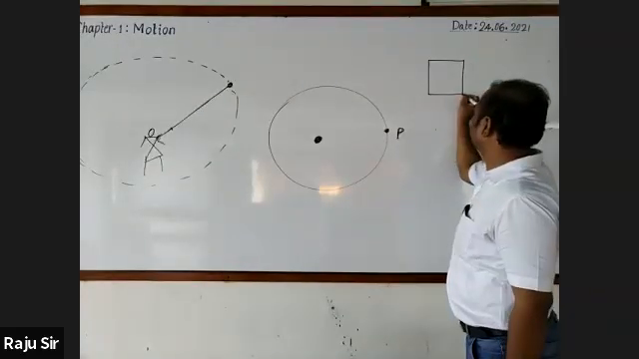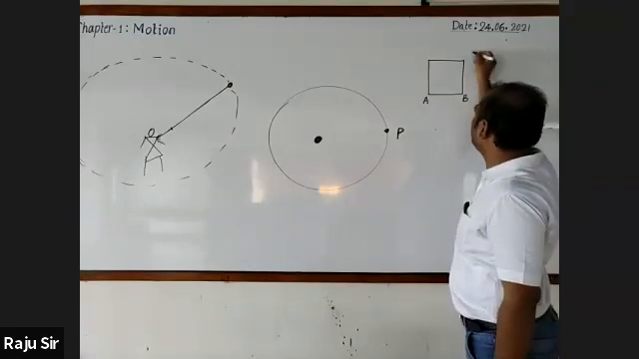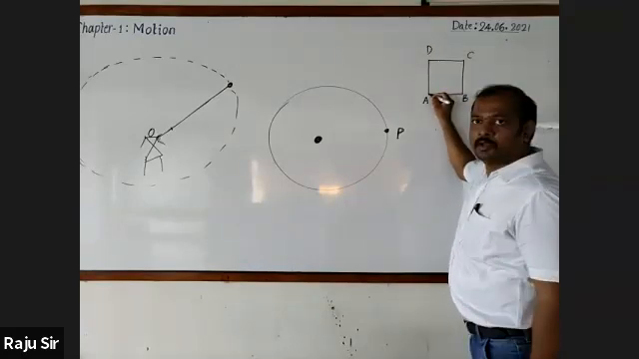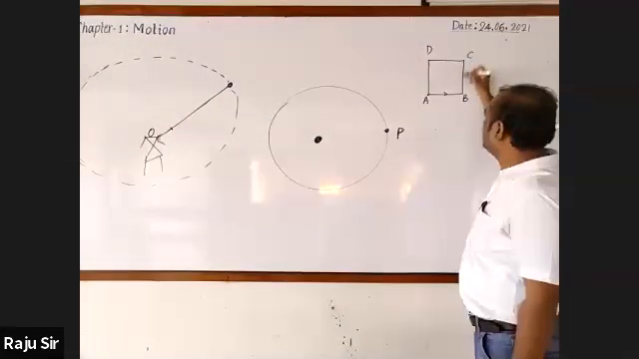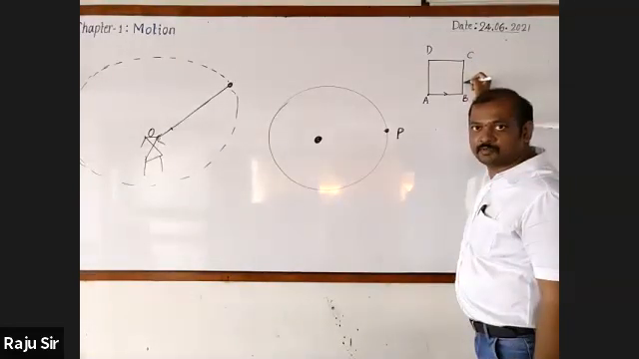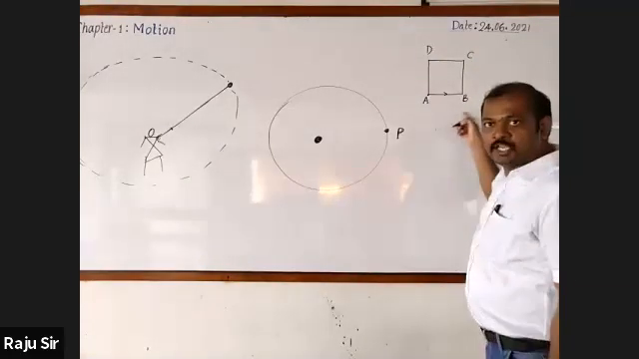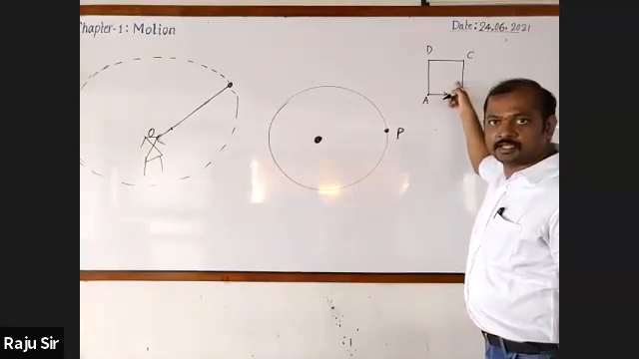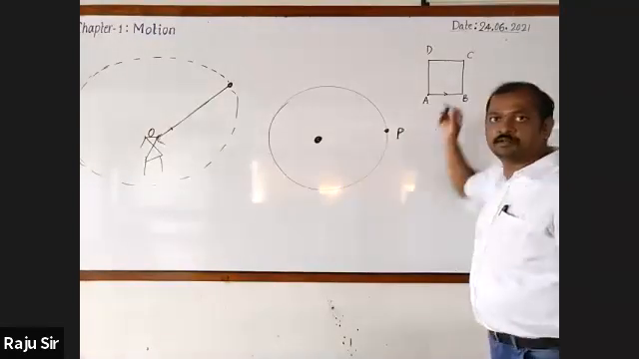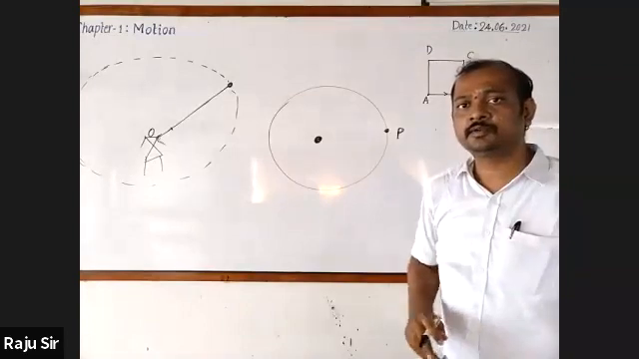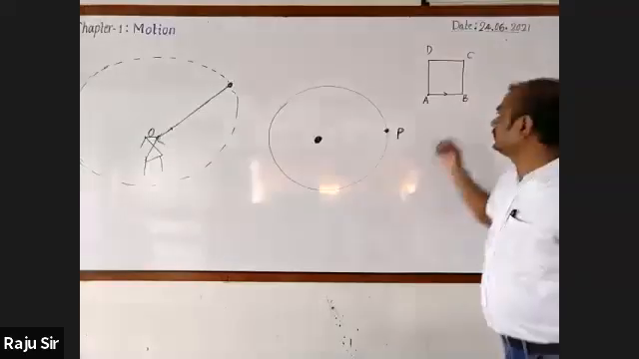Assume that this is a square field. I name it as A, B, C, D. A person starts moving from A. He reaches B. Then obviously to reach C, he has to take a turn. Right? It changes the direction. As it changes the direction, whether it changes its velocity? Yes, sir.